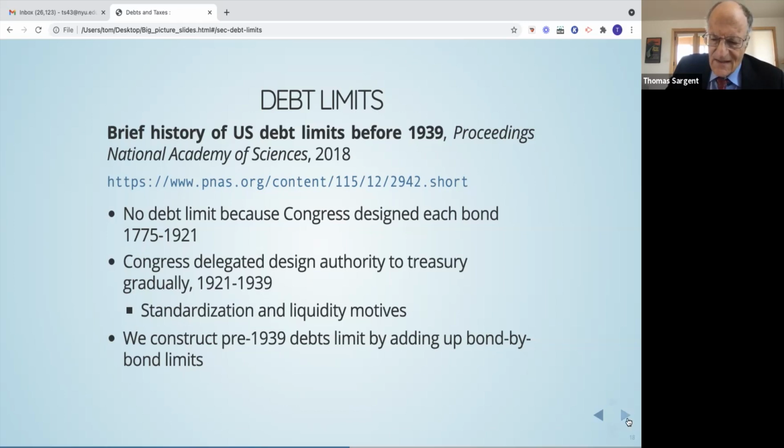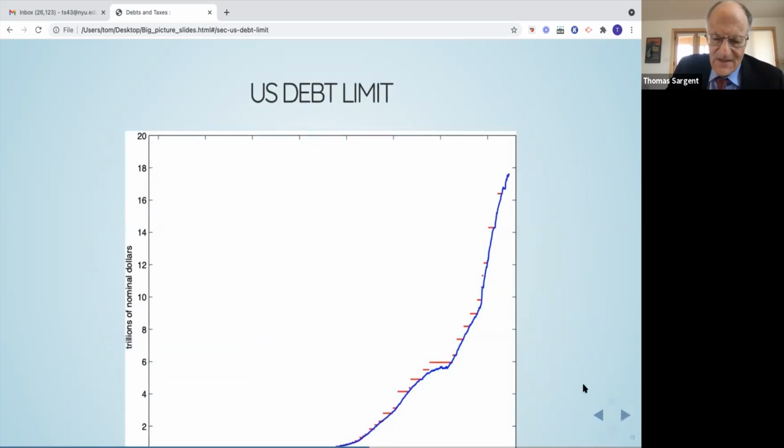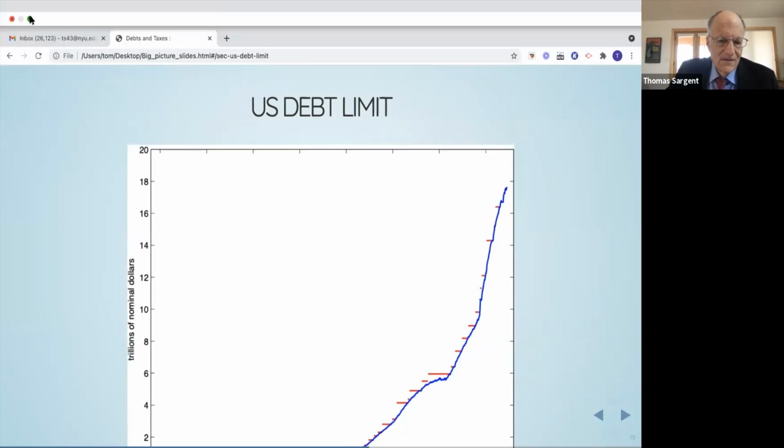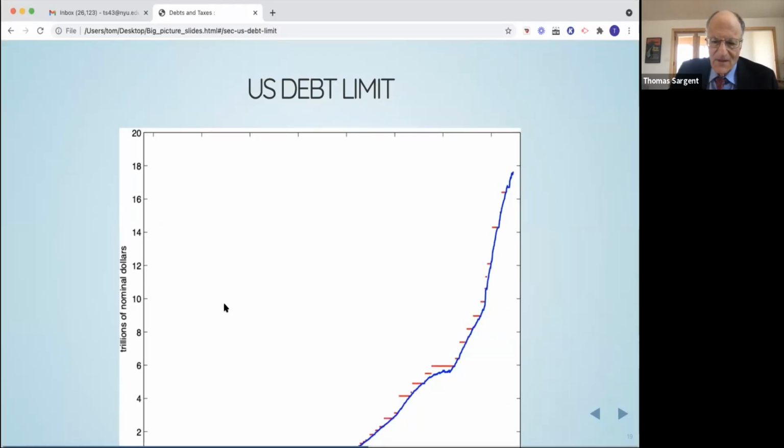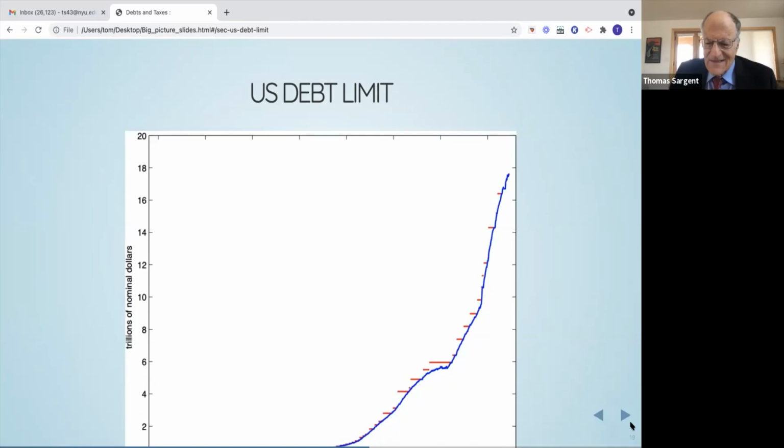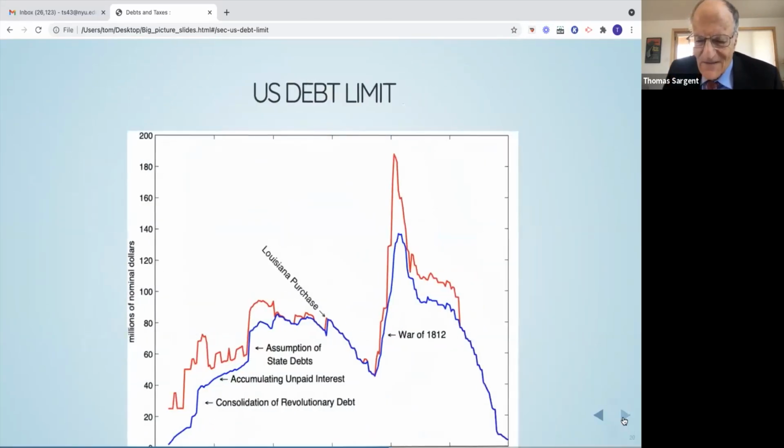So what George and I did is we reconstructed government debt limits bond by bond. I don't know, this isn't showing up so good. Anyway, the debt limit is in red. The blue is the actual debt. Since World War II, it's never been lowered. And it's going to be raised again. Okay, so it's kind of a charade.